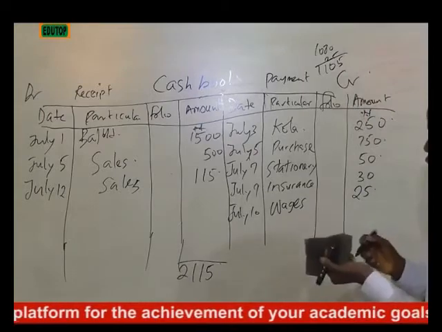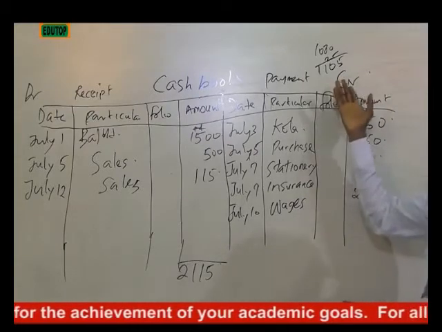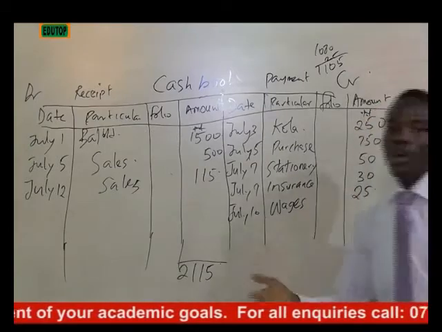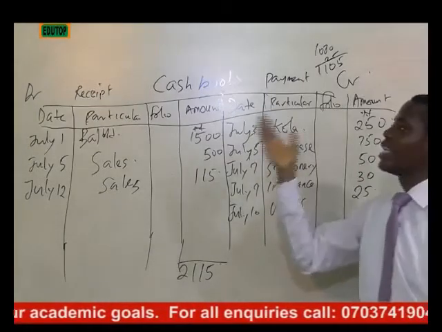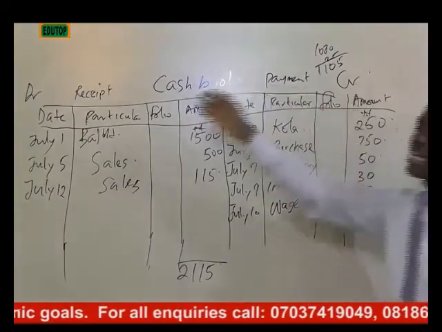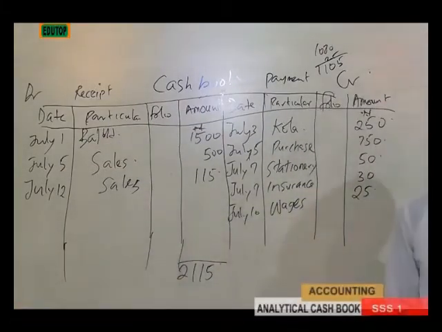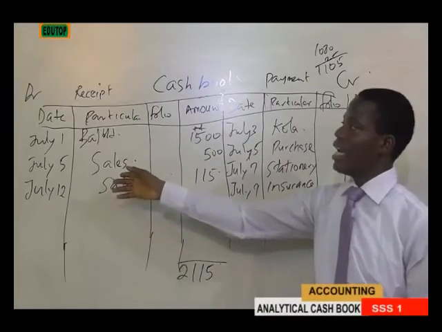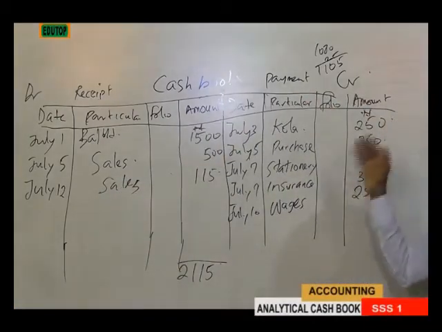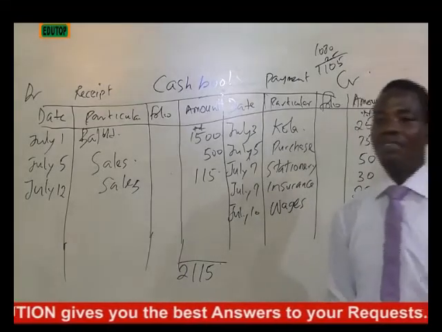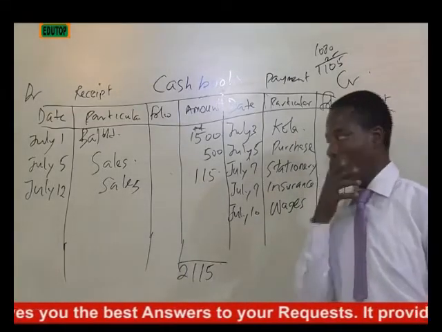So looking at this, the debit side is greater than the credit side, which is supposed to be. If the credit side is greater than the debit side, that means we have an overdraft. But the debit side is greater than the credit side, so we know the balance of the cash that you have in hand at the end of the month.